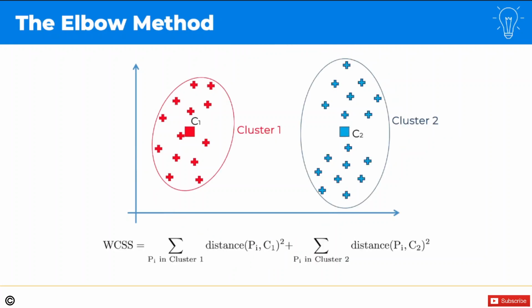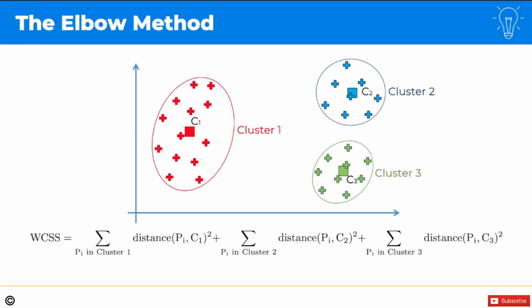If we have 2 clusters, then we need to do that for the red points on their own, calculate the distance between each point and centroid, square them, add them up, and then do the same for the blue points and then add them up again. And same thing for 3 clusters. So 2 things to point out here.